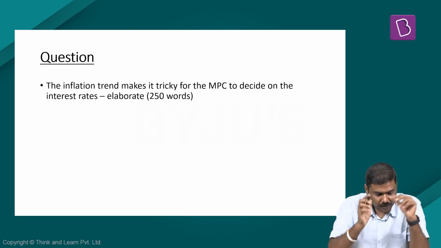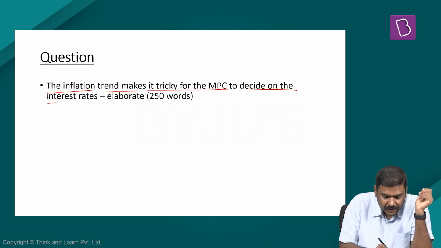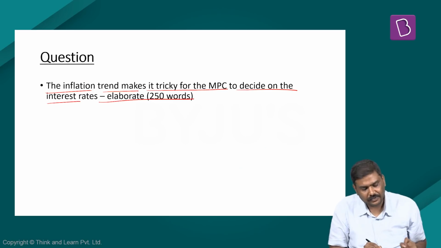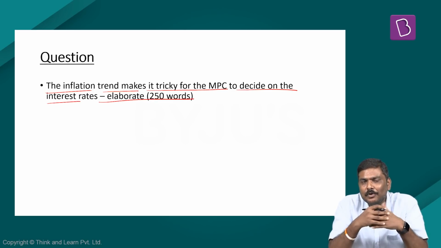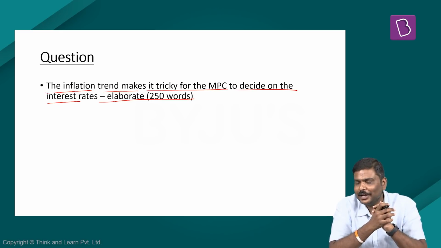Now based on this, I have given a question here. The inflation trend makes it tricky for the MPC to decide on the interest rates. Elaborate in 250 words. So these are some of the very important articles as well as the questions related to articles for this particular time period. Thank you. Have a good day.